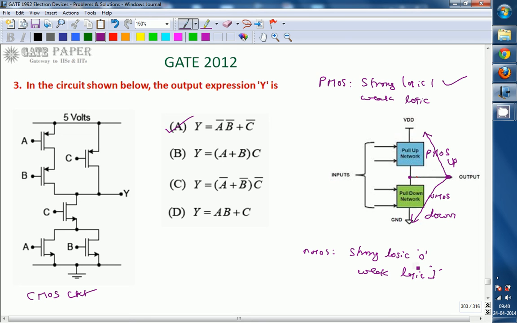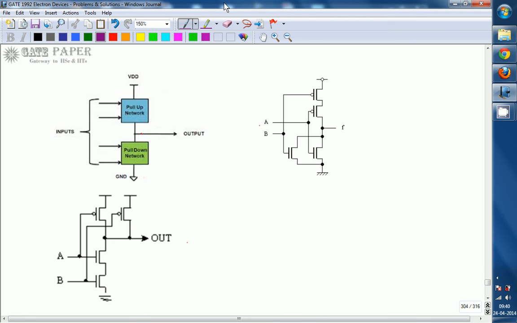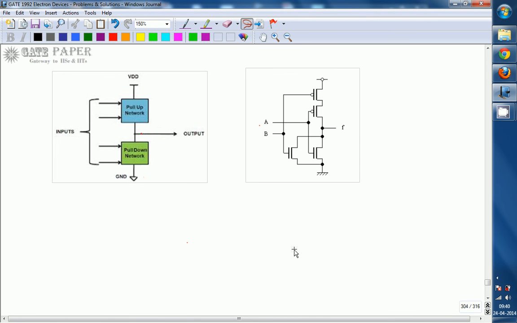Now we will see how to identify the output expression for the given circuit. Next, this is what we have discussed, and this is a simple CMOS circuit. Here, these are NMOS transistors, so you can call them N1 and N2, and these are PMOS transistors, P1 and P2. So there are two PMOS transistors and two NMOS transistors, and the NMOS transistors are in parallel.